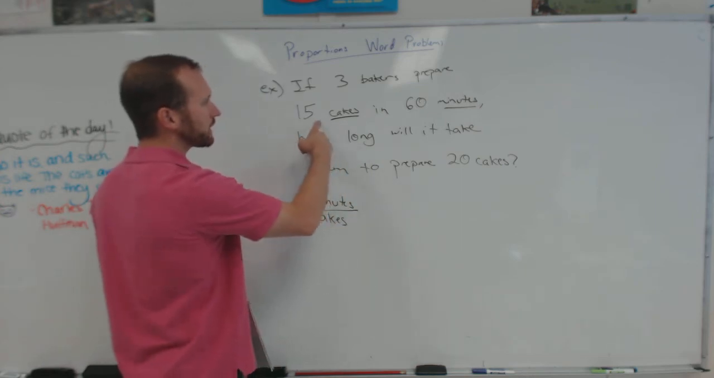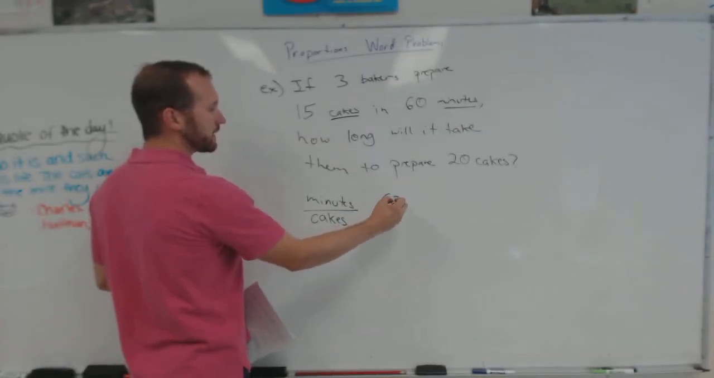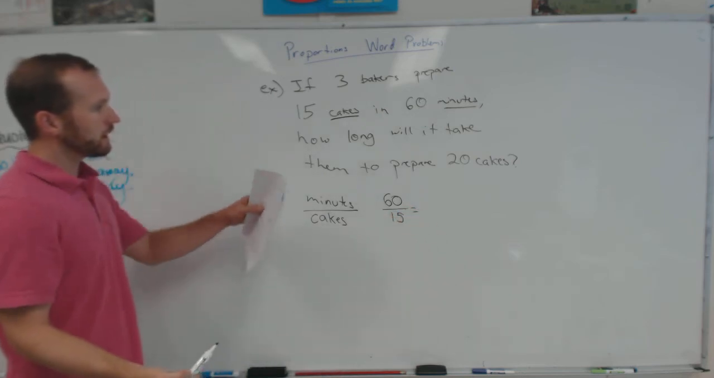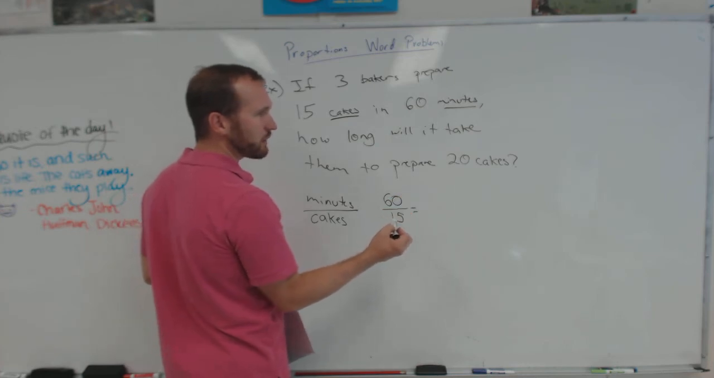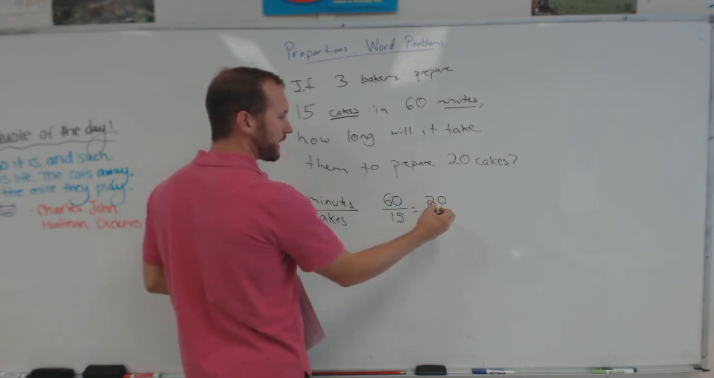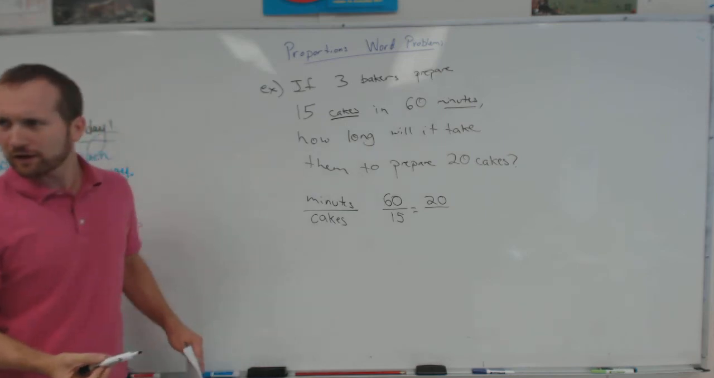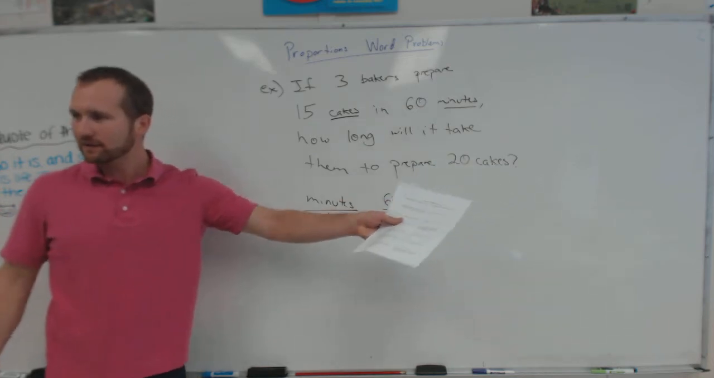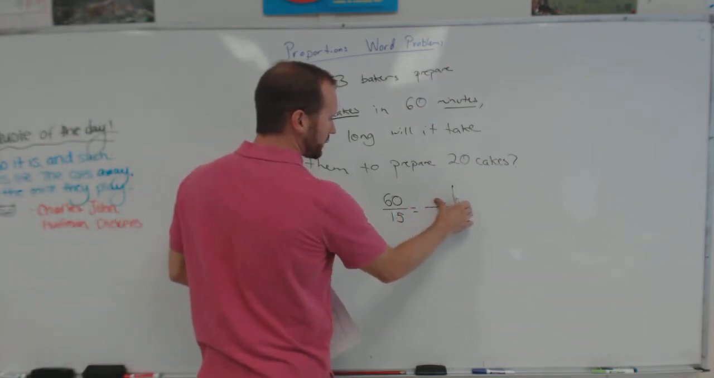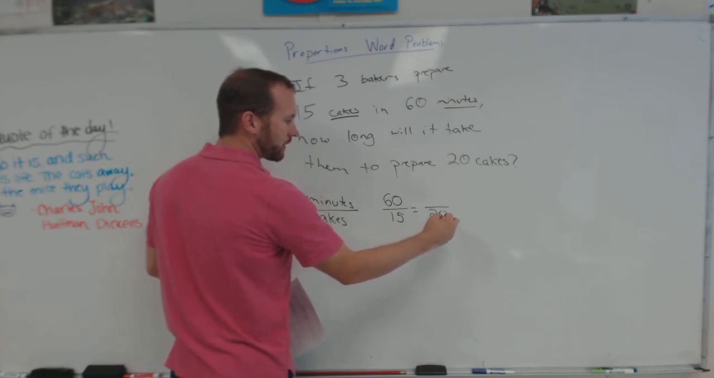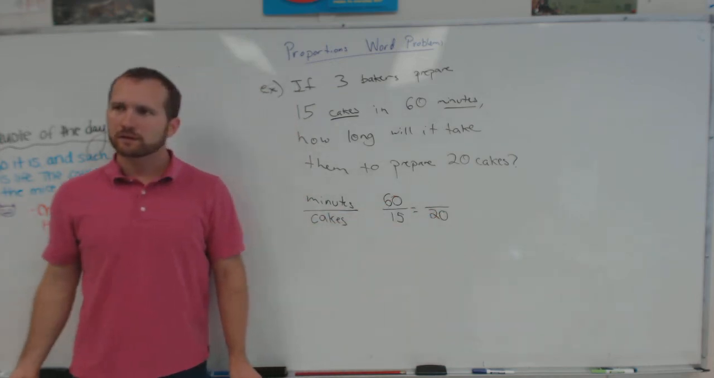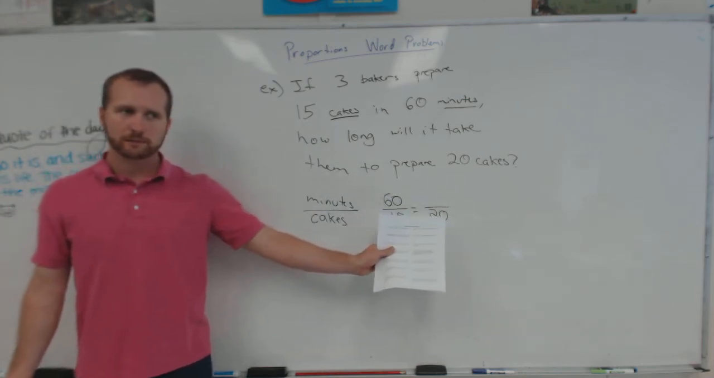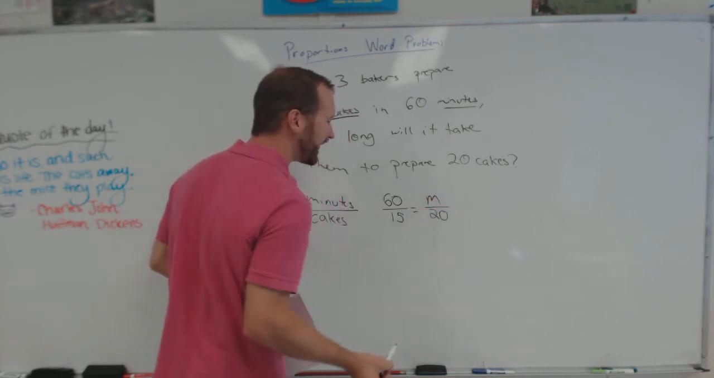This is my word ratio. Okay, now I'm going to look at the first half. Well, we know in 60 minutes, they can make 15 cakes. And then we're going to be asked, how long will it take them to make 20 cakes? So 20 goes here, right? No? Why not? The cakes goes on the bottom. It's 20 cakes. So we have to line it up. What goes on top though? A variable, because I don't know how many minutes it takes to make 20 cakes. So I'm going to use M for minutes.